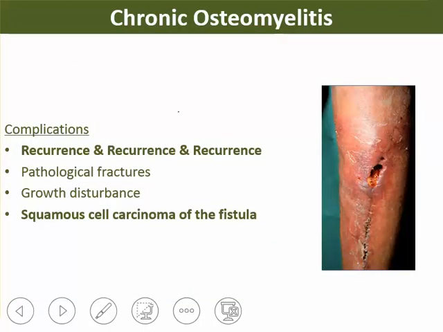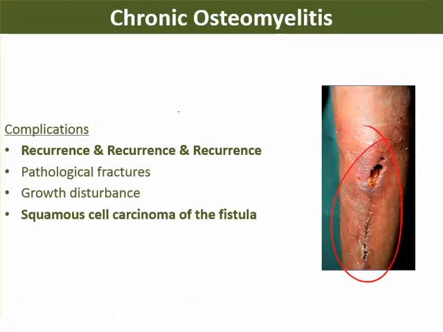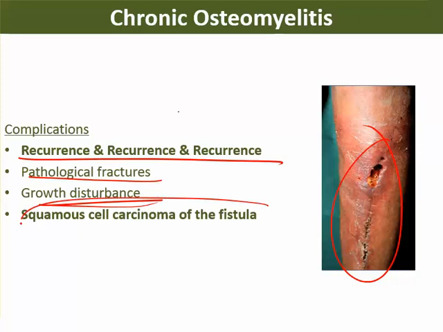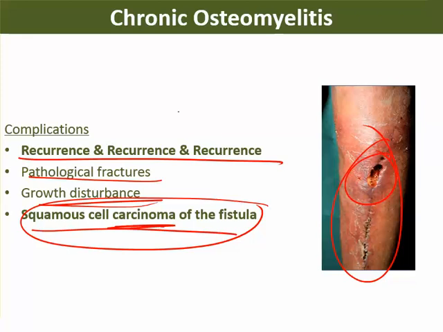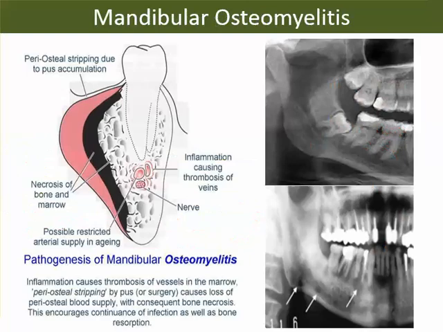Okay, so chronic osteomyelitis, the problem is it keeps on recurring. The pus keeps on coming out, the bone becomes weak, they produce pathological fracture and growth disturbances, and in the end they can become carcinoma. Carcinoma means cancer. Squamous cell carcinoma can come. So if I ask what is the complication of chronic osteomyelitis, mainly you should write squamous cell carcinoma.